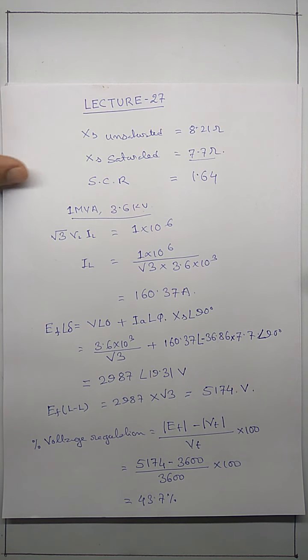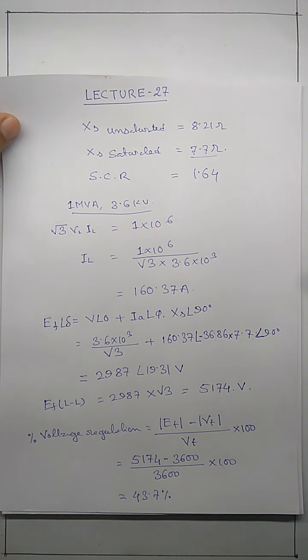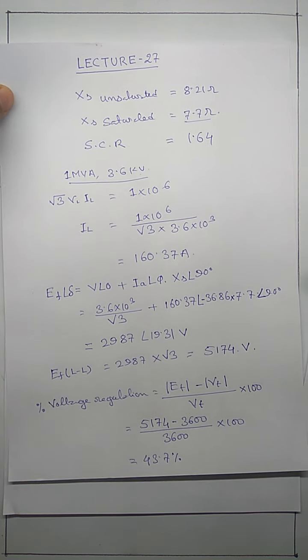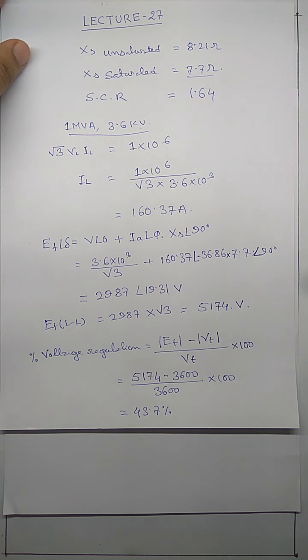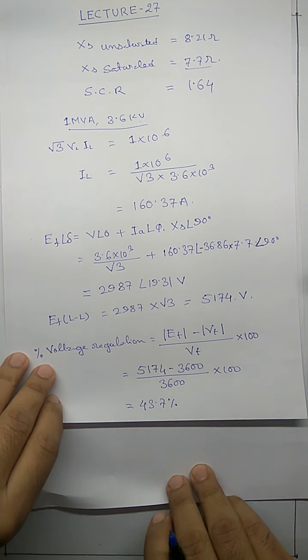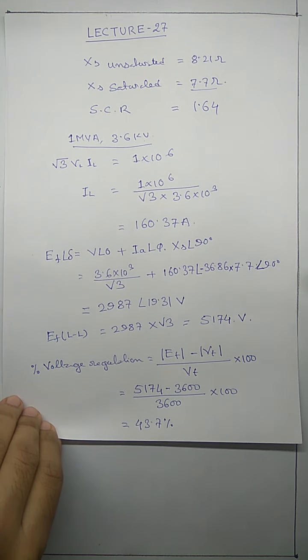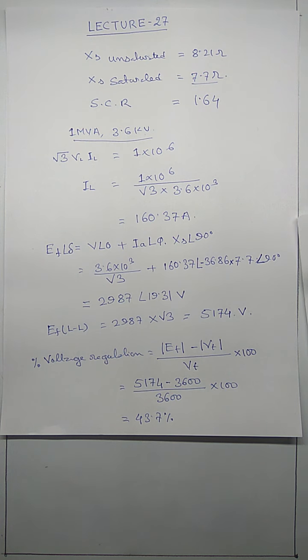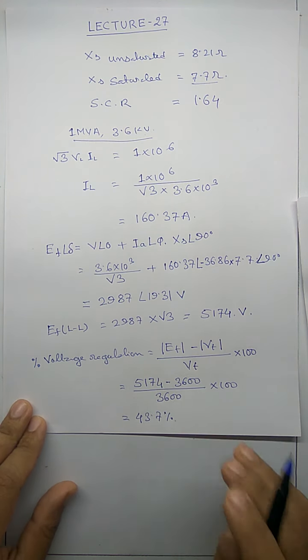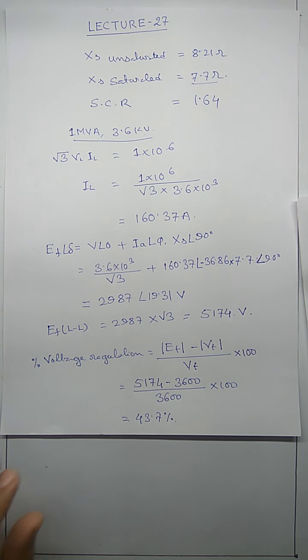So this is one way of finding the regulation. But I will say that this is not the correct or the best way to find the regulation. I am not saying that this is wrong, because these are all approximations, and some approximations can be good, some can be bad. We cannot say that this is a wrong approximation, but this approximation is not very good. Let's see why it is not a very good approximation.